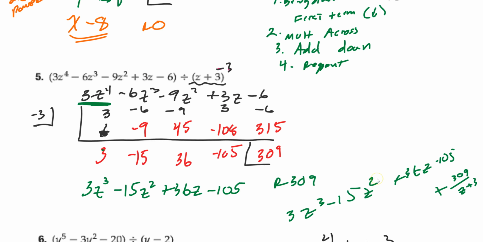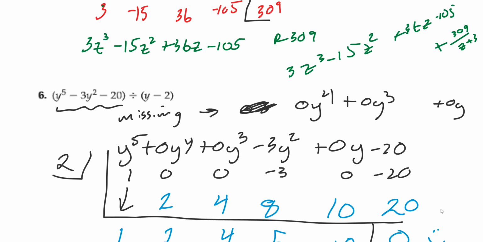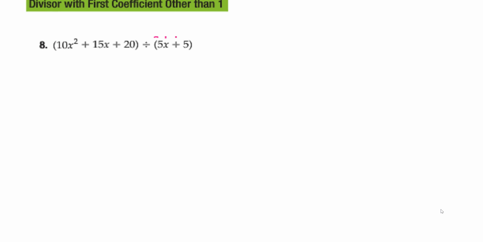Now let's go to what I talked about earlier. What if there's a number in front? What if it's ax plus b? You can still do it. We got to play with it a little bit. So let's go to a couple of those. So this first one here. We're going to divide this by 5x plus 5. So in this case, remember it has to be x plus b or x minus b, so we can do synthetic division.